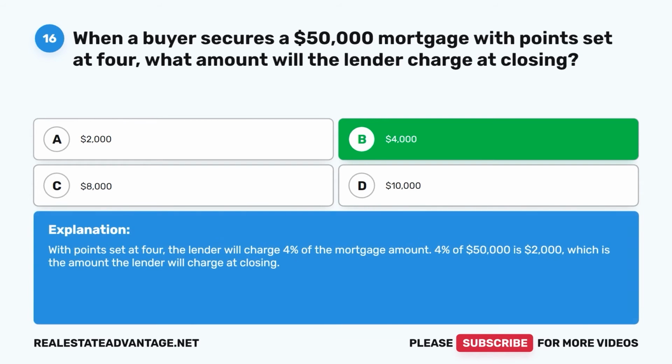$4,000. With points set at 4, the lender will charge 4% of the mortgage amount. 4% of $50,000 is $2,000, which is the amount the lender will charge at closing.